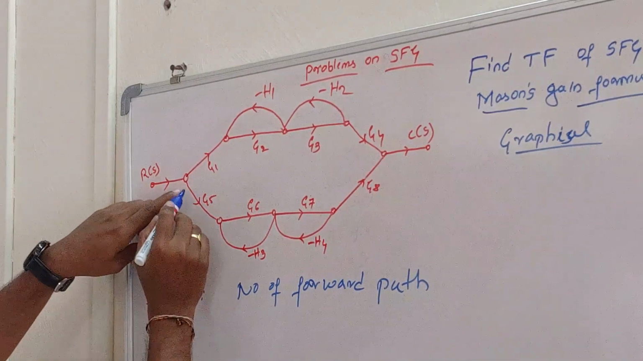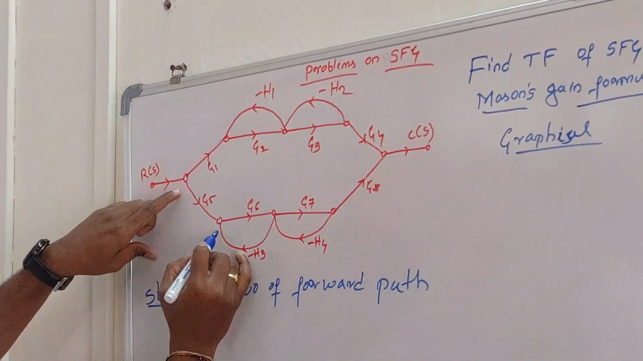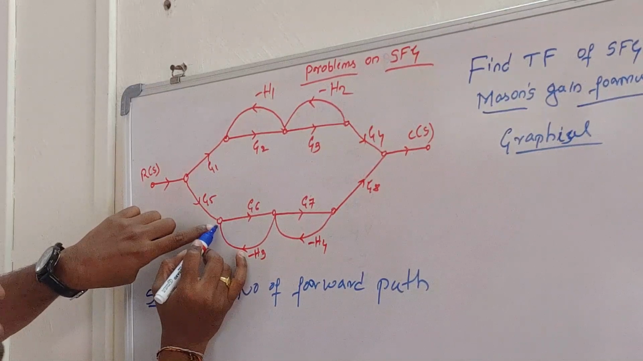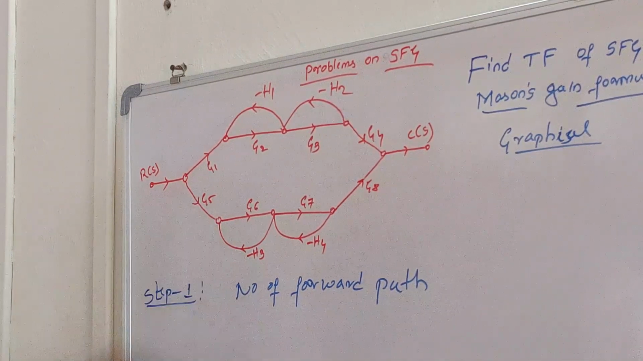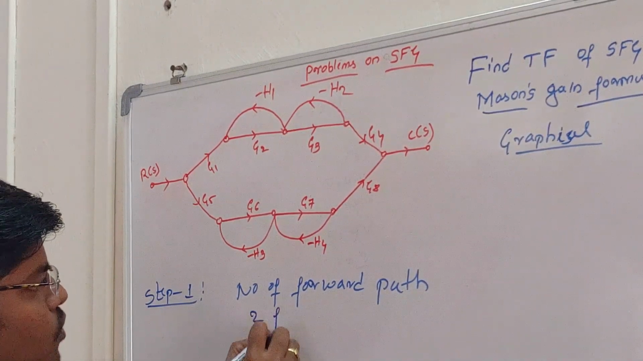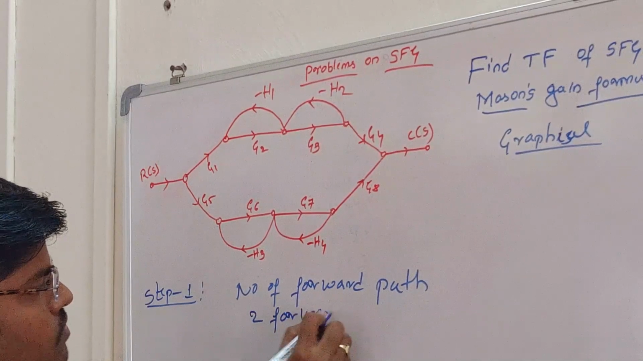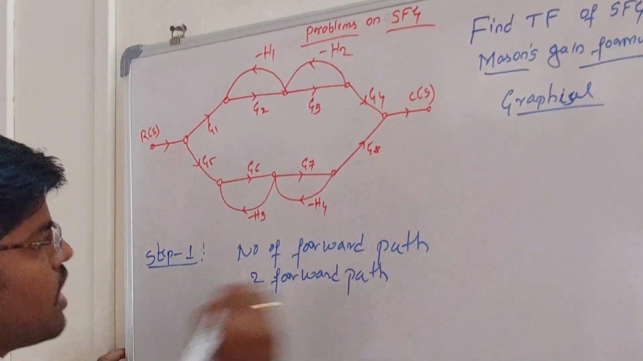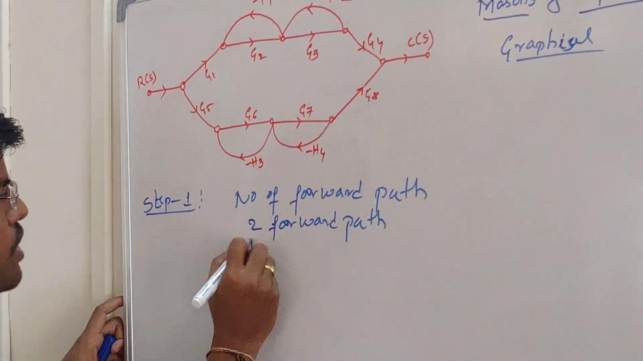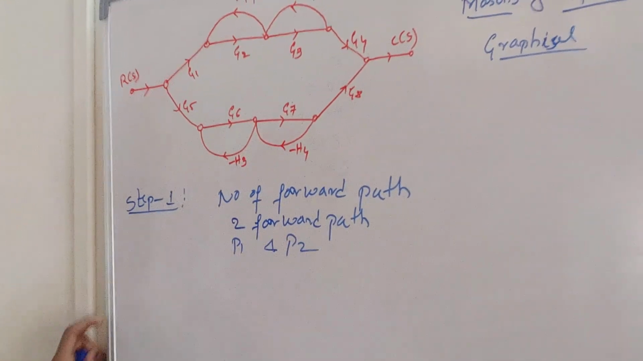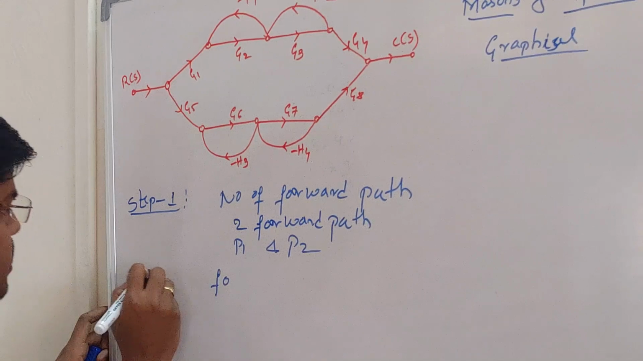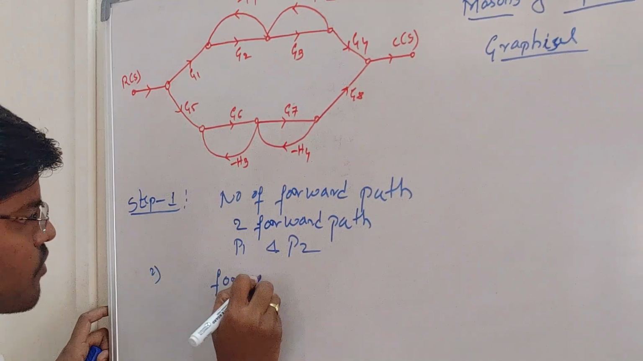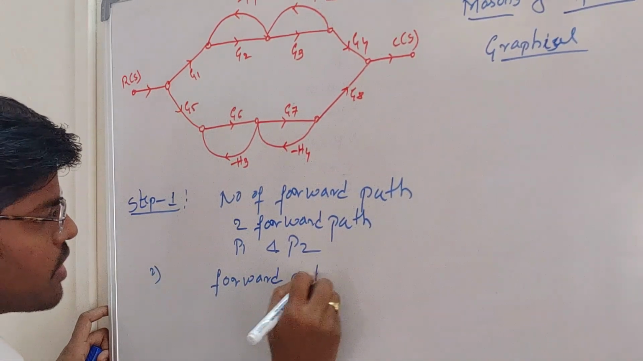Suppose I go like this: G5, G6, minus H3, and again I come to this node. This traverses a node more than once, so that will not be a forward path. So in this signal flow graph there are two forward paths, and they are represented by P1 and P2. The next step, the second step, is to find the forward path gain.